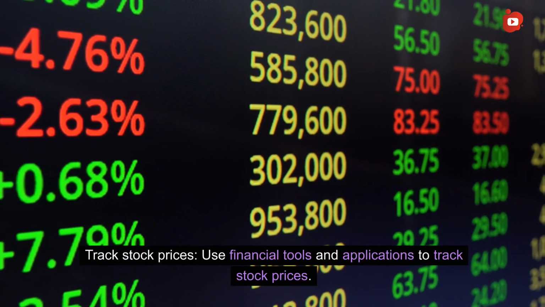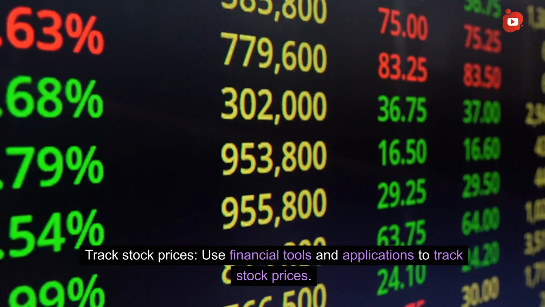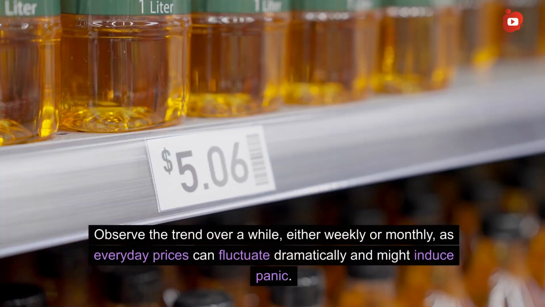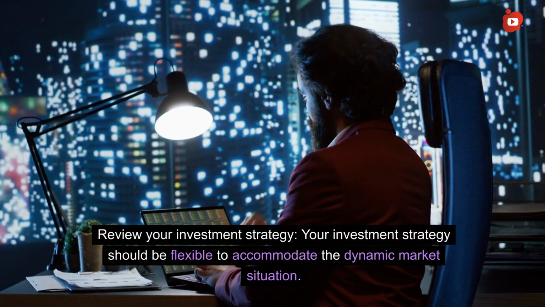Track stock prices. Use financial tools and applications to track stock prices. Observe the trend over a while, either weekly or monthly, as everyday prices can fluctuate dramatically and might induce panic. Review your investment strategy.